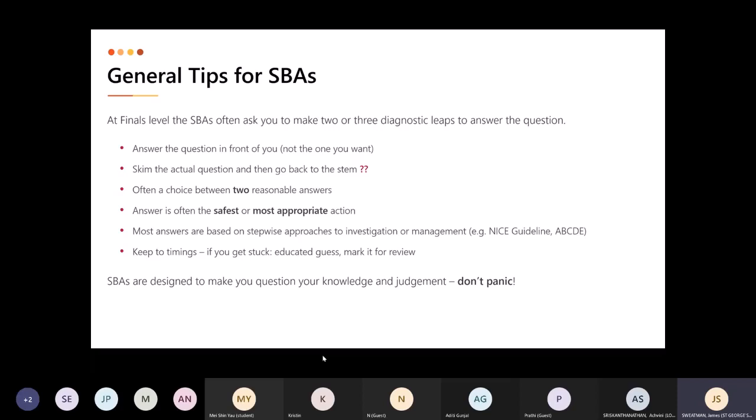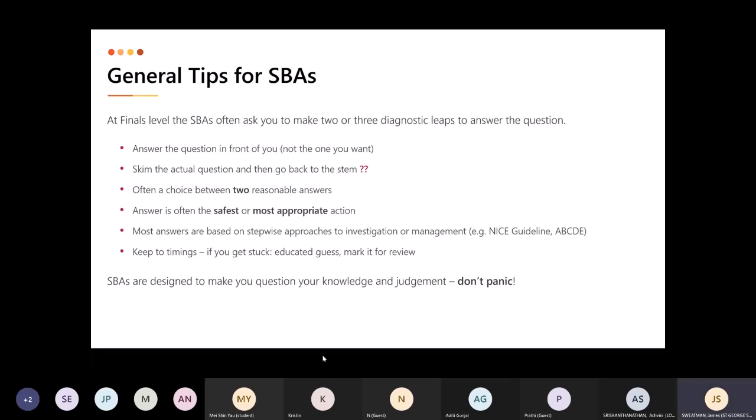At finals level, it's a bit more removed from that. Normally you have to make 2 or 3 levels of diagnostic leaps, or go 2 or 3 levels deep into the question to understand what you're actually dealing with. So often what you will need to do is look at the presentation and think, what's the diagnosis here? And then think what investigations they already had, or what medications they already had, and what would my next set of medications or investigations be? So you're normally having to make at least 2 or 3 layers of interpretation to the question in order to answer it. And that's the difference at finals.